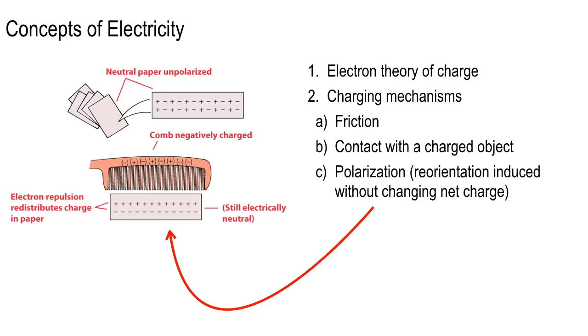But if you bring it close, the positives will be attracted to the comb. The negatives in the paper will be repelled from the comb. And so you'll see the top of this little piece of paper here, all right, the top will be positive, the bottom will tend to be negative, and you'll have separated some electrical charges.